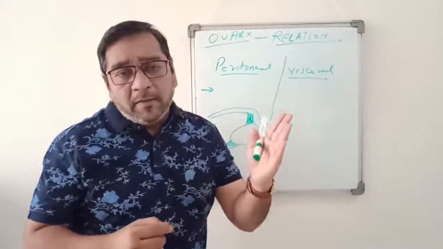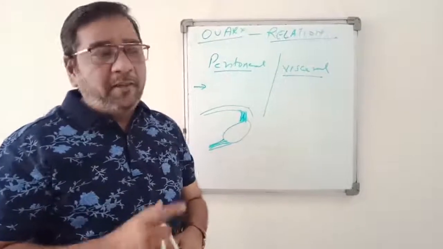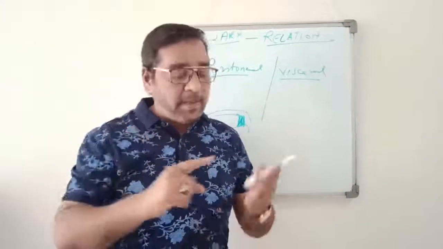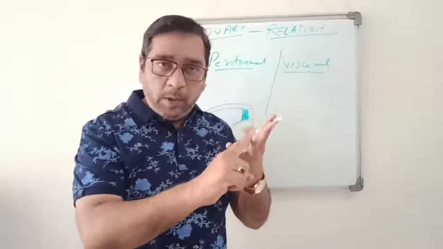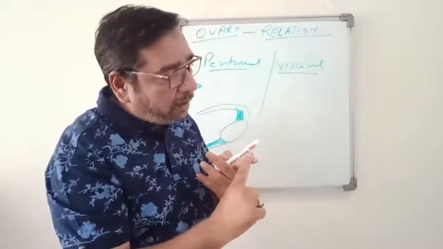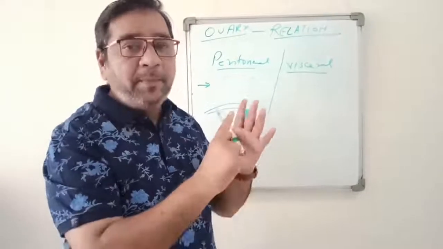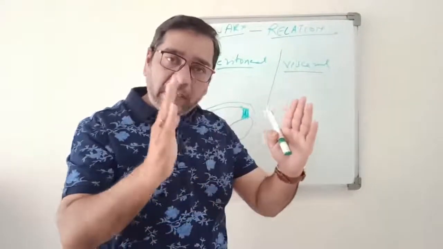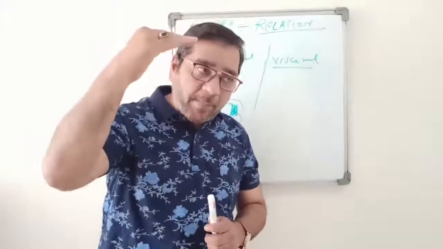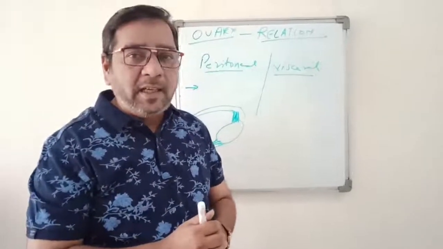Now the visceral relations. The visceral relations are according to its points. That means the upper pole, the lower pole, the anterior border, the posterior border, the lateral surface and the medial surface. Each of these has different relations. So now the tubal pole, that is the upper pole. What are its relations?